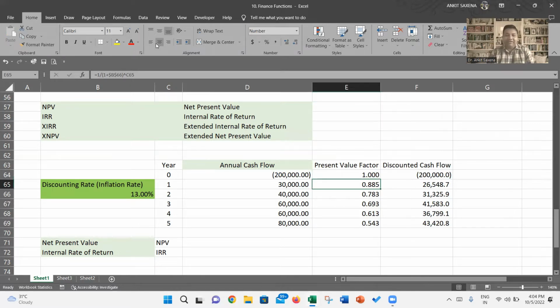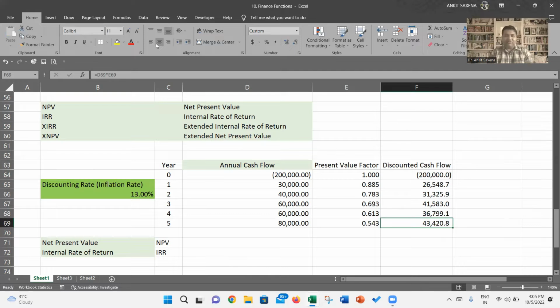What does it mean? You'll be getting 30,000 rupees, but the present value of this 30,000 rupees that I'm going to get after 1 year is actually 26,548. Another example: 1 rupee after 5 years, discounted at 13%, will become 0.543. That tells you that you'll be receiving 80,000 after 5 years, but the present value of this 80,000 rupees will be 43,420 rupees. So that's something we need to understand.